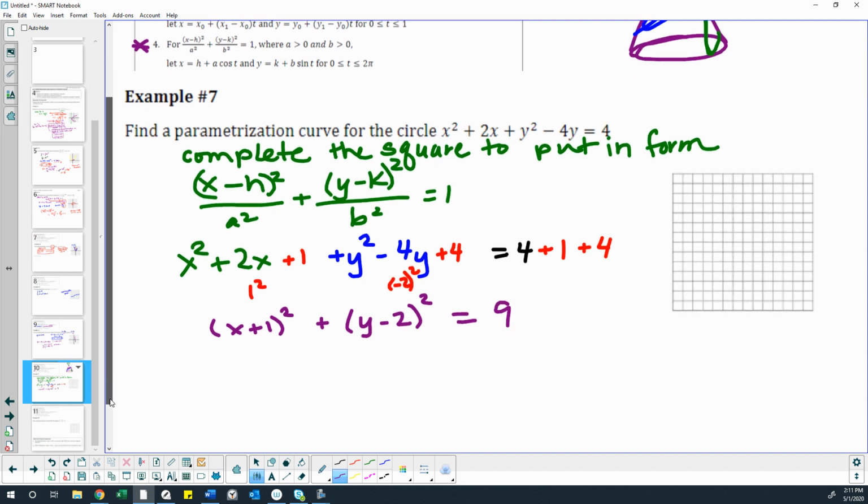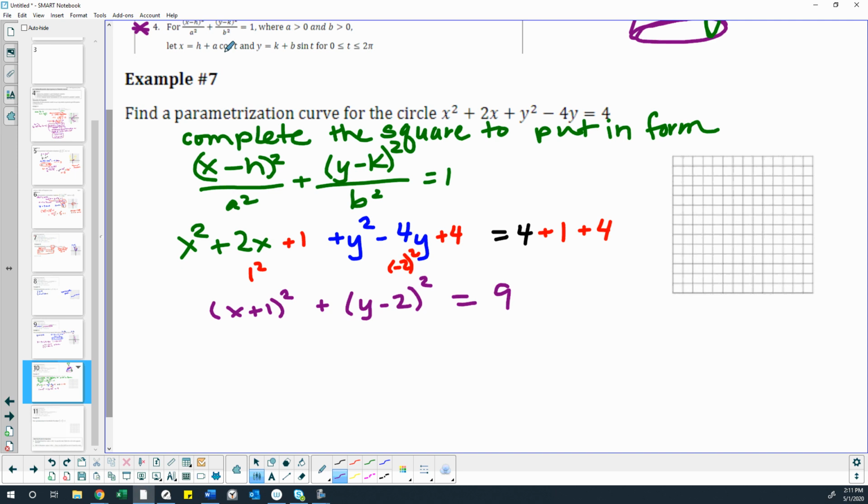This is a circle. Normally for a circle we would leave the 9 over here and know that the radius is 3. But we're not going to do that. We're going to divide everything by 9. So divide by 9, divide by 9, divide by 9. It is a circle because the coefficients on x and y are both the same. Its center is at (-1, 2) with a radius of 3. However, I want it in this form so that it equals 1 so I can use the Pythagorean identity.